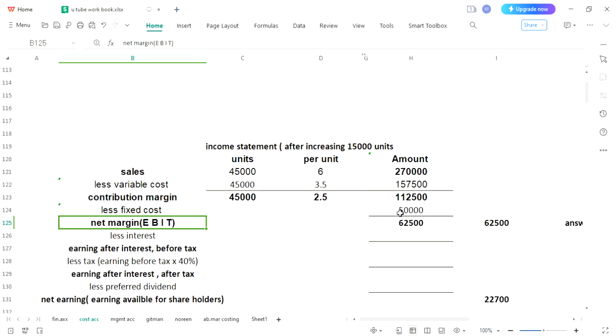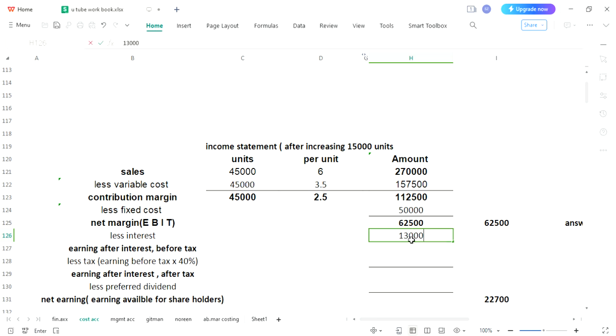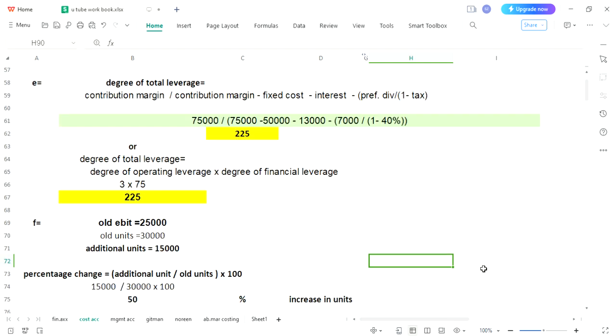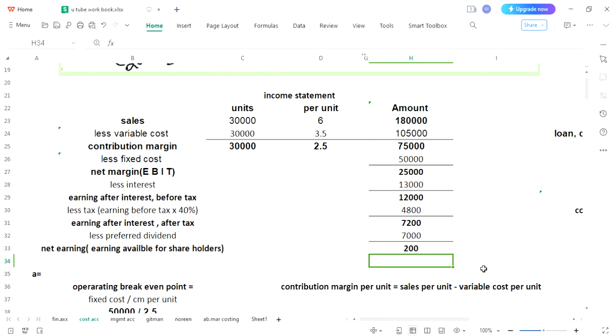Let's put interest 13,000, and now we can calculate earning after interest. 62,500 was the previous earning, and you will subtract your amount of interest. You have got 49,500 earning after interest. The amount of interest was taken as 13,000.